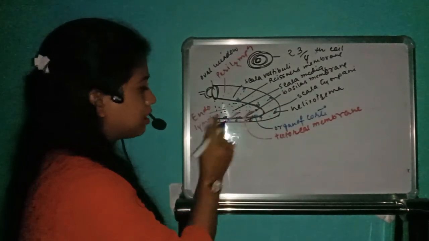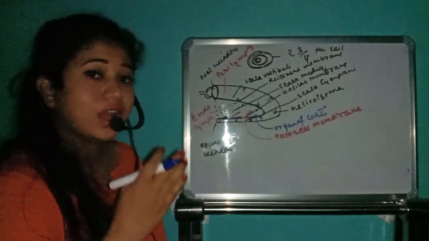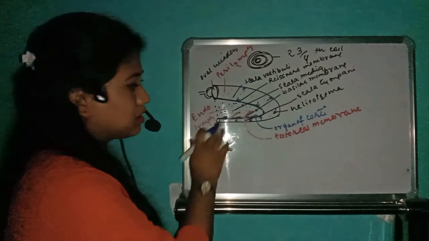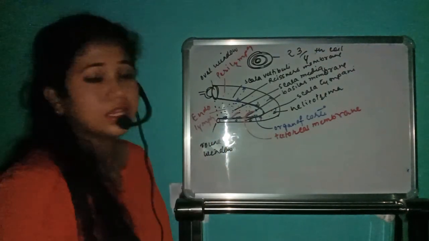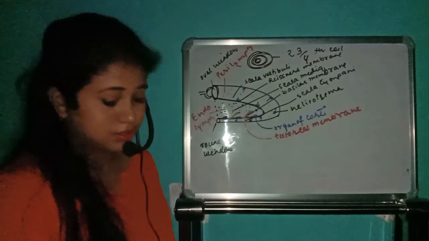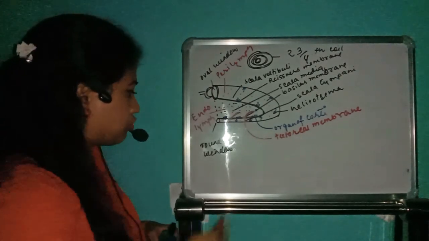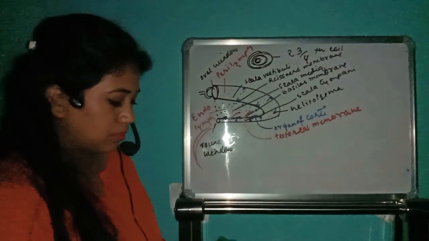The scala media is filled with endolymph. Endolymph will also start to vibrate. Whenever the endolymph vibrates, it will hit this tectorial membrane, and whenever the tectorial membrane vibrates, just behind that the organ of Corti is present. So the organ of Corti will also vibrate. Okay, the excess of wave will pass out through this eustachian tube, that is a different part.